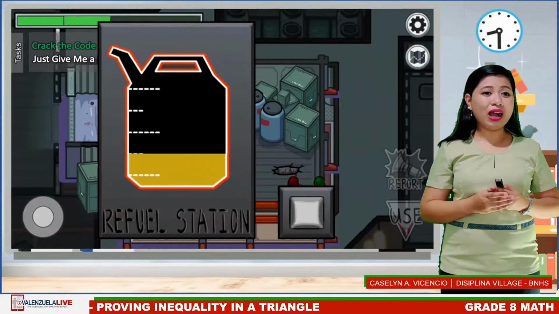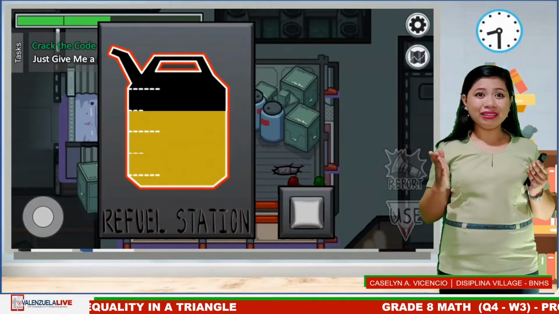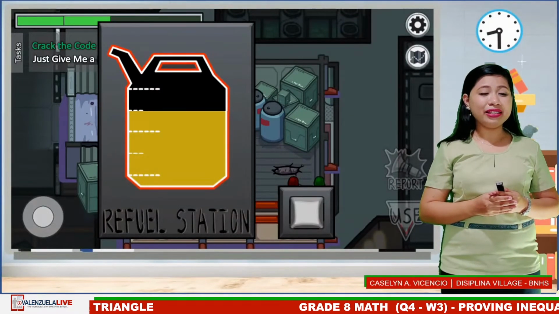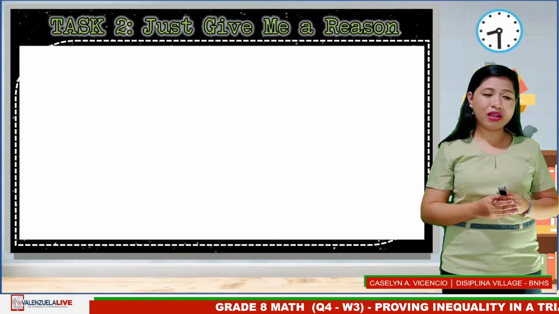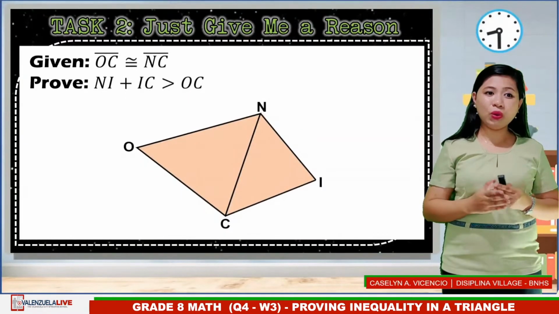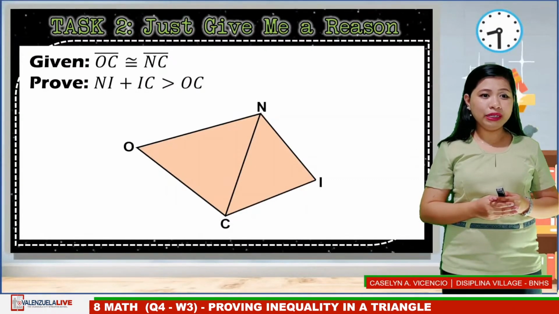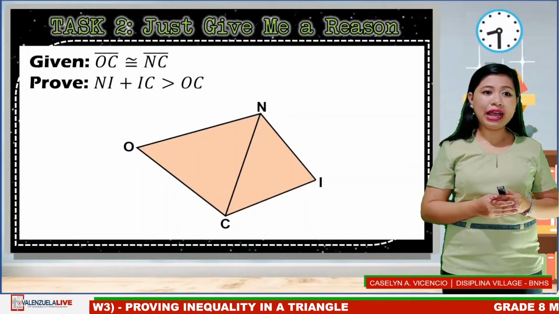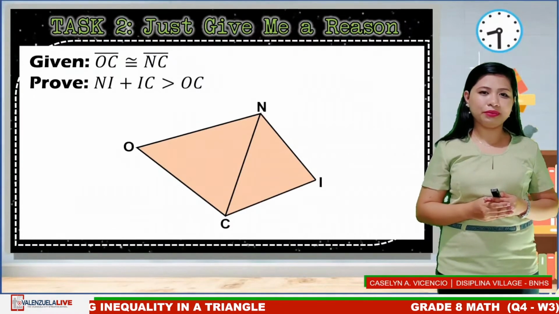We can now refill our fuel again. Great! We are almost done with our second task. Let us have one more. For our last question, given side OC is congruent to side NC, prove that the sum of the measure of side NI and side IC is greater than the measure of side OC.